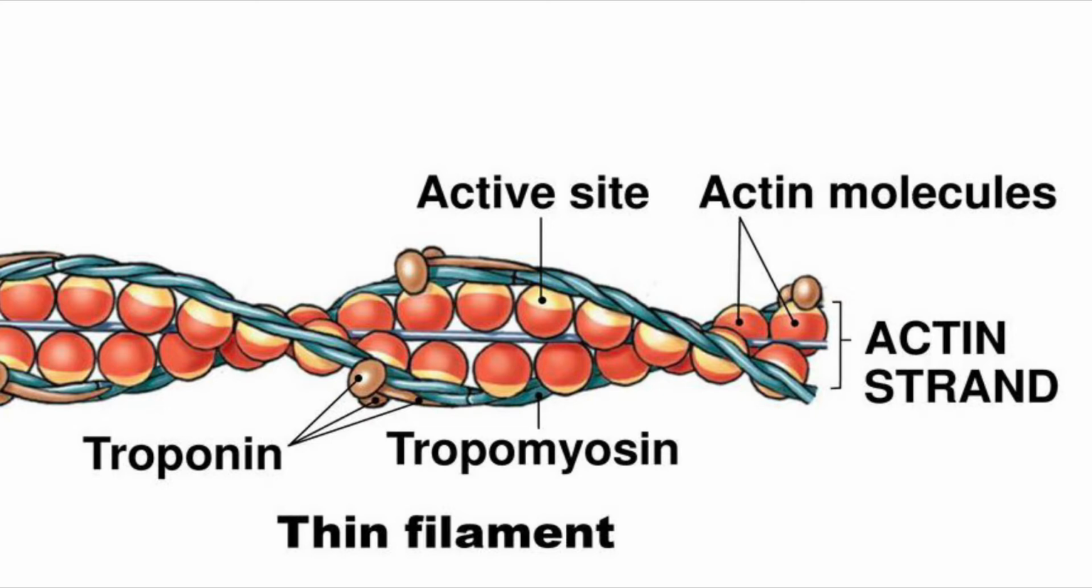Tropomyosin is a long protein that partially covers the myosin binding site of several G-actin molecules at a time. It is important to note that these binding sites are only partially covered when the muscle is relaxed. Troponin is a protein that, when the muscle is relaxed, holds the tropomyosin in place to partially cover the myosin binding sites.